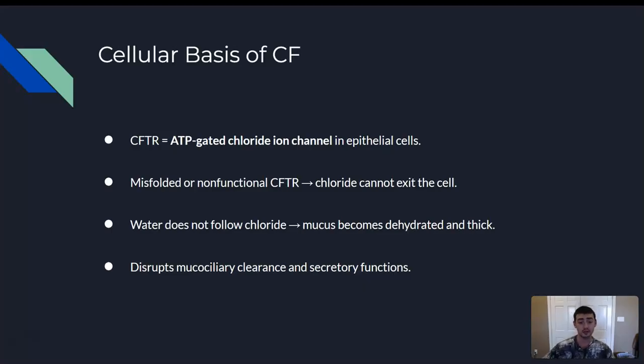In CF, mutations in the CFTR gene cause the protein to be misfolded, broken, or completely absent. As a result, chloride ions cannot move properly through the cell membrane. When chloride can't leave the cell, water does not follow it. This makes the mucus that normally coats cell surfaces become thick, sticky, and dehydrated. This single cellular defect, faulty ion transport, leads to major symptoms of the disease.